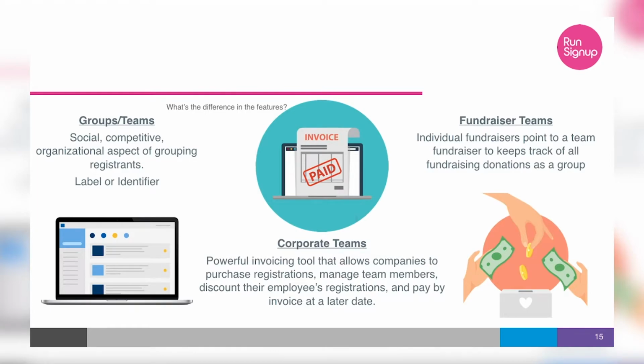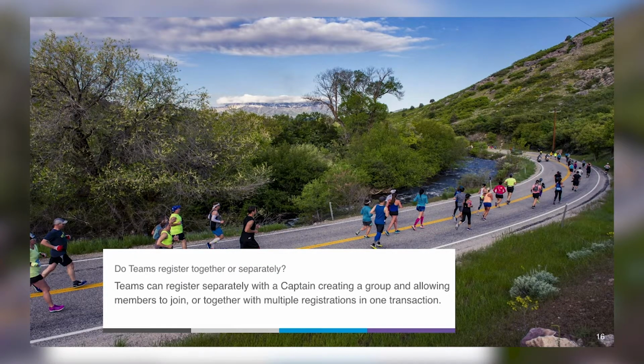So do teams register together or separately? There are a few ways of registering for a team depending on the preference of the race director and the settings that they have put into place. Teams can register separately or together as a team. If they register together, one participant will need to fill out all the team members' information in order to complete the transaction. If they register individually, the first member of the team will create the team and it will appear in the team option when the others register separately. This gives each participant the opportunity to fill out their own personal information and then sign their own waiver.